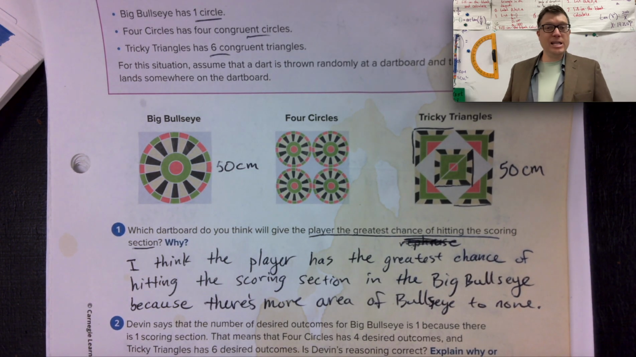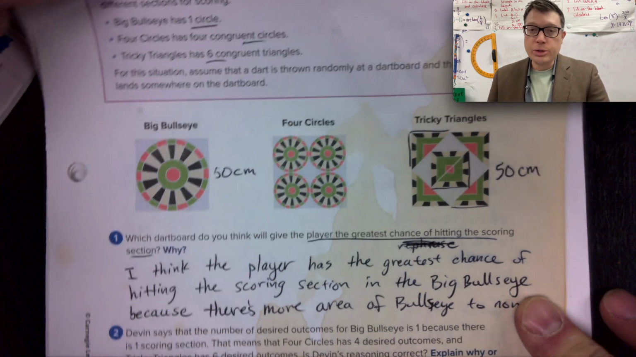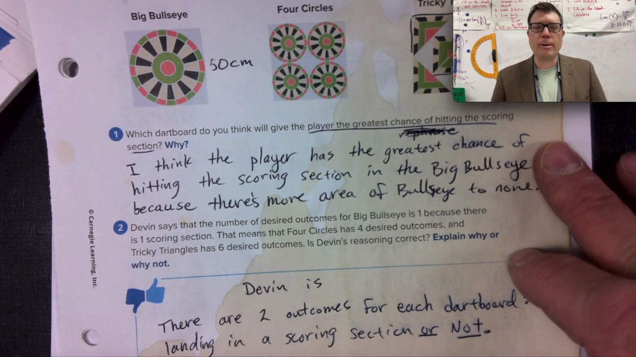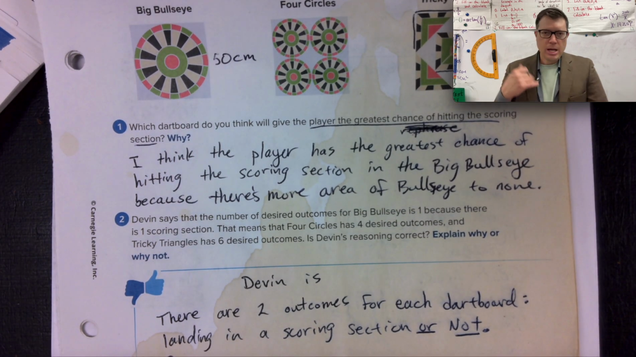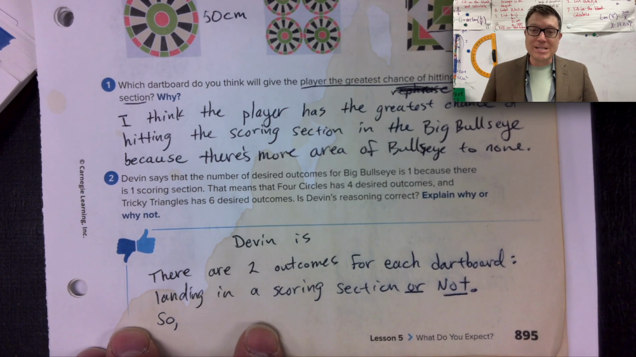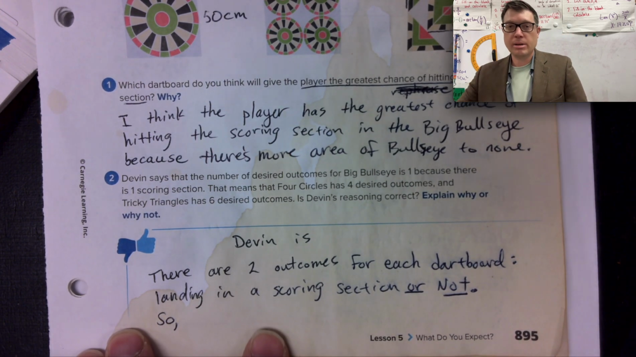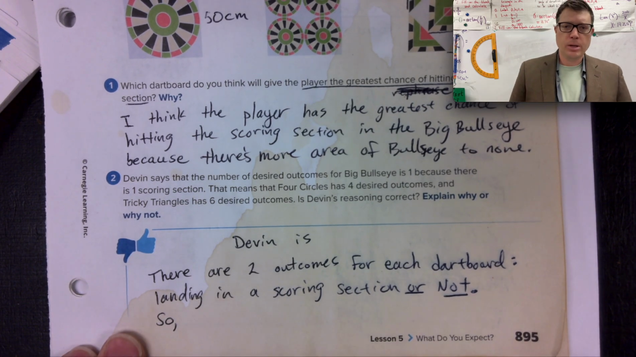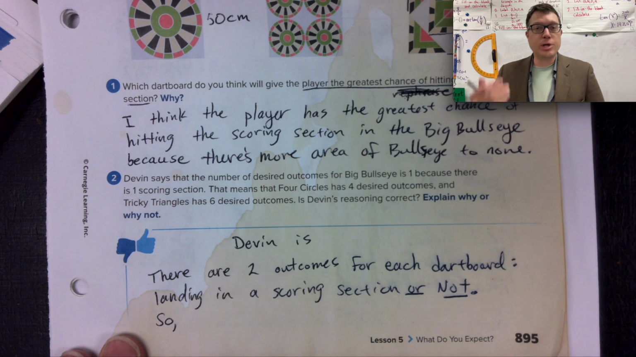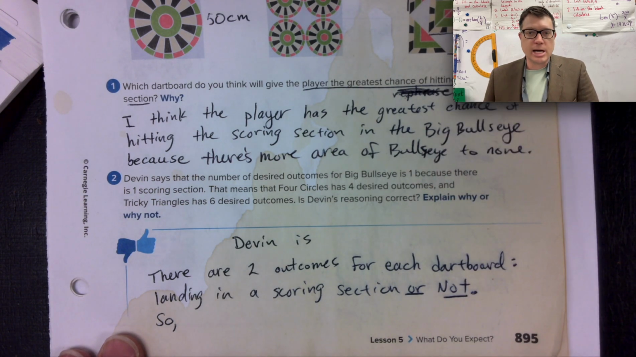Okay, and so if you land in the bullseye section, you win. If you don't, you lose, or you score a certain amount of points. Okay, Devin says that the number of desired outcomes for big bullseye is 1, because there is 1 scoring section. This means that 4 circles have 4 scoring desired outcomes, and tricky triangles have 6 desired outcomes.